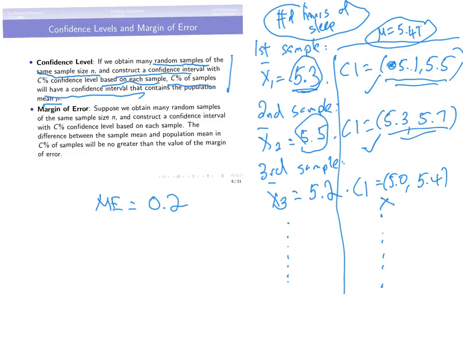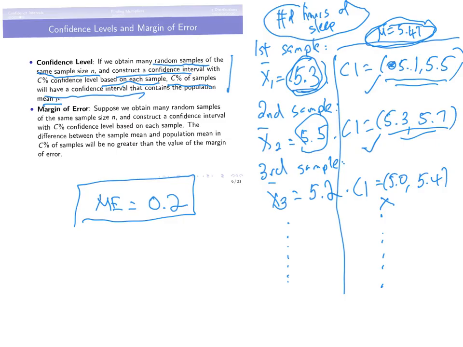The next thing we talk about is the margin of error. So suppose we obtain many random samples, same idea of the same sample size, and construct a confidence interval with 95% confidence for each sample. The difference between the sample mean and the population mean in 95% of these samples will be no greater than the margin of error. So it's kind of a different way of stating this confidence level idea. It's basically saying that the difference between each sample mean and the truth will be no bigger than the margin of error for 95% of them.